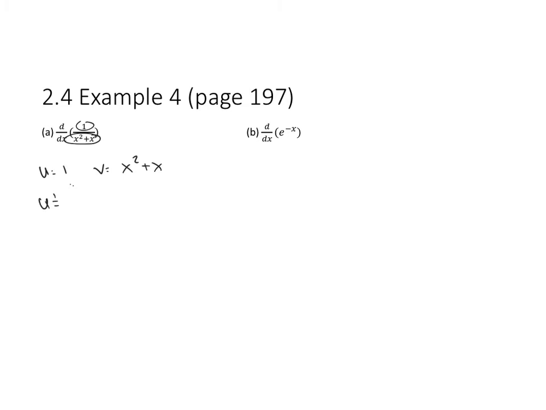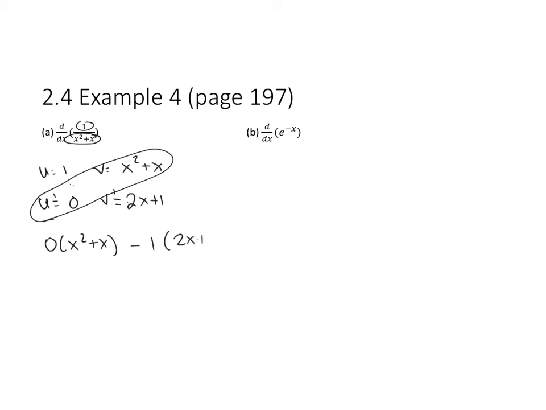U prime, the derivative of 1, is 0. The derivative of any constant is 0. And v prime is 2x plus 1. We do this times this. U prime times v. 0 times x squared plus x minus 1 times 2x plus 1 all over the original denominator squared.